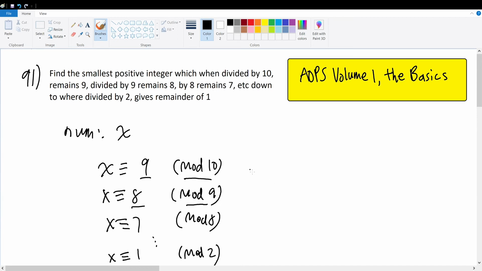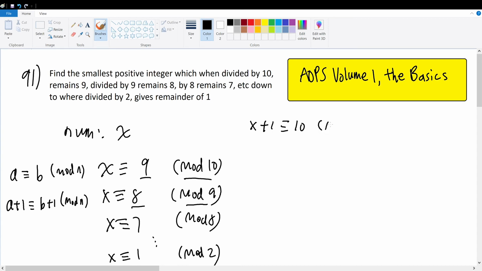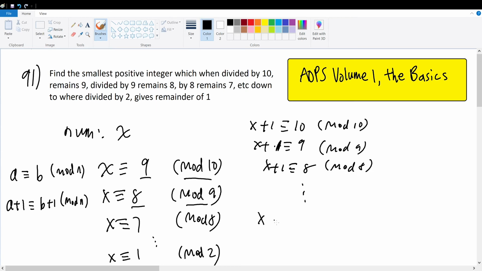With this, we can apply a modular property: if we have a statement that a is congruent to b mod n, then a plus 1 must be congruent to b plus 1 mod n as well. Applying this to the question, we get x plus 1 is congruent to 10 mod 10, x plus 1 is congruent to 9 mod 9, x plus 1 is congruent to 8 mod 8, and this goes all the way down until x plus 1 is congruent to 2 mod 2.